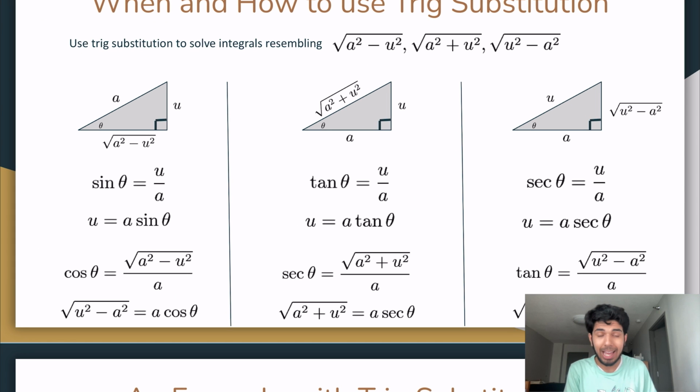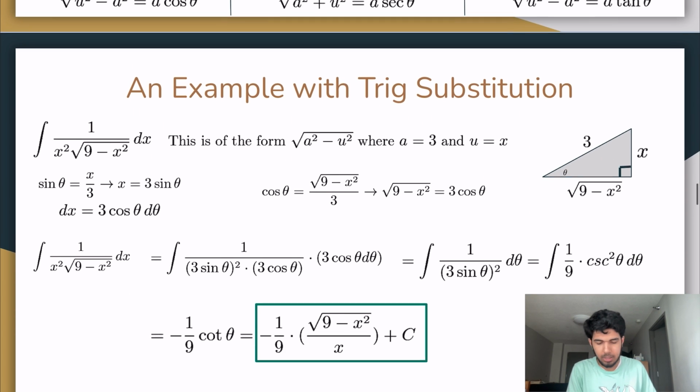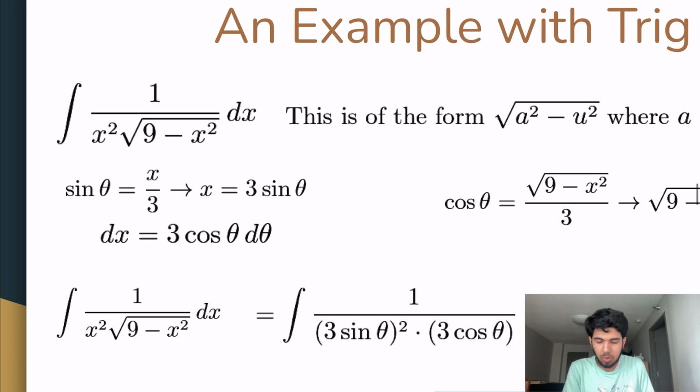Let's see an example actually solved so we can see how these things piece together. So this is our integral: 1 over x squared times the square root of 9 minus x squared.